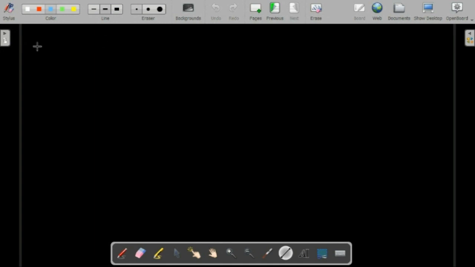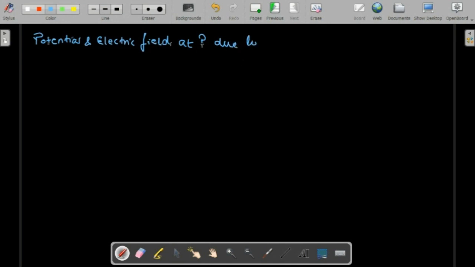Okay, so now we are going to find out the potential. We're going to do two things here so that we get the concept of potential as well as electric field. Potential is a scalar and electric field is a vector. We will find the electric field at, let's say, point P, due to a charged ring. This is interesting.